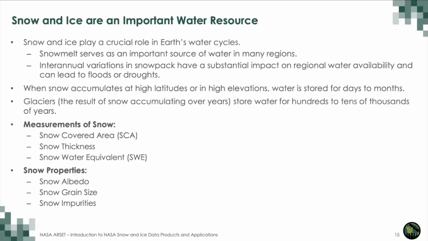When snow accumulates at higher latitudes or in higher elevations, water is stored for days or months. Glaciers are the result of snow accumulating over years, and they store water for hundreds to tens of thousands of years. Measurements of snow include snow-covered area, snow thickness, and snow water equivalent, as we saw earlier in the webinar. Some snow properties which are also important are snow albedo, snow grain size, and snow impurities.